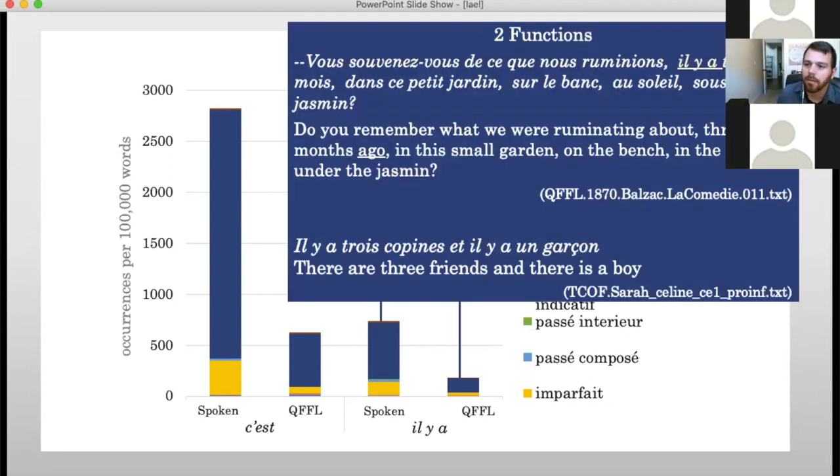So I mentioned at the very beginning that il y a can be used as an existential or as a time marker. And so here's a nice peaceful example for us today. Do you remember what we were ruminating about 3 months ago? This "ago" is il y a, present tense. In the small garden, on the beach, on the bench, in the sun, under the jasmine. So this is the temporal sense, and then il y a trois copines et il y a un garçon. So here we have trois, three, in both examples, but completely different functions.